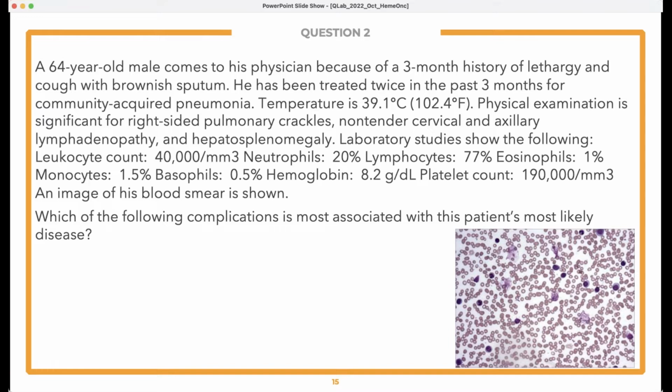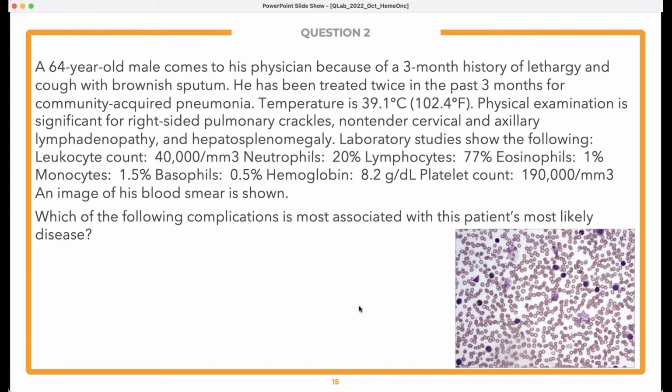So, taking all that in, the question is, which of the following complications is most associated with this patient's most likely disease? Let us know how many steps you think it will take to answer this question. Let us know down there in the question box as I pass it off to Paras.